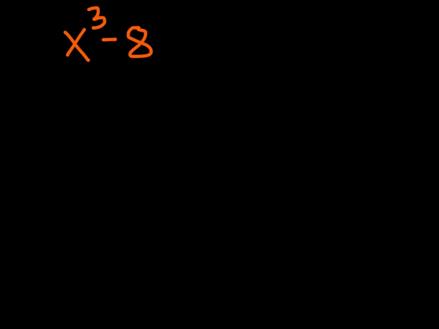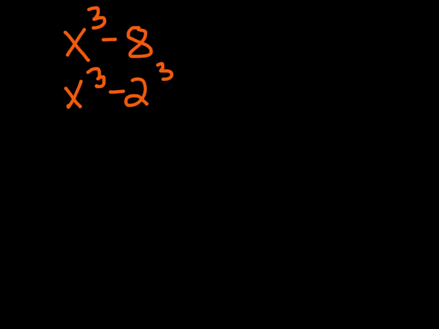Alright, here's another example. First we look for a GCF. We don't have one. We have 2 terms, so we look and we say, is this a difference of squares? No, these are not perfect squares. Is it a difference of cubes? Yes, these are both perfect cubes. So we have x cubed minus 2 cubed.